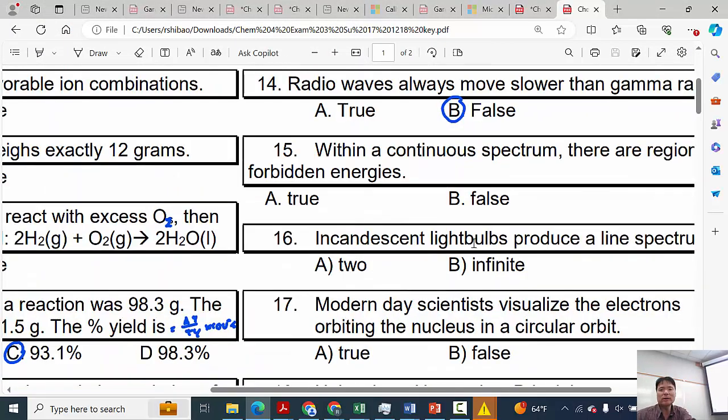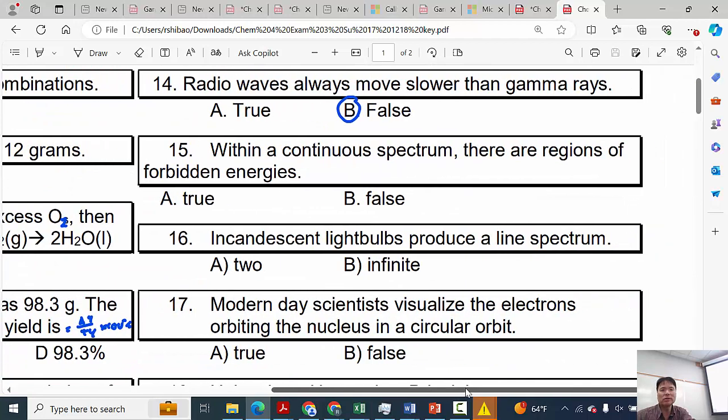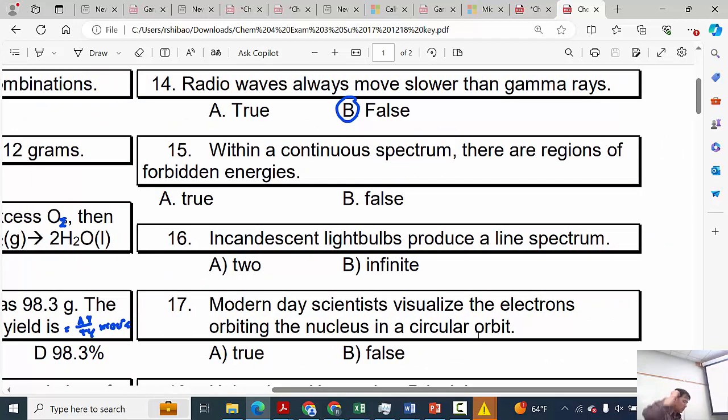Within a continuous spectrum, there are regions of forbidden energies. That's false. We have two types: quantized and continuous, or continuum. If we have quantized, then there are going to be forbidden energies. If we have continuous, all are allowed.